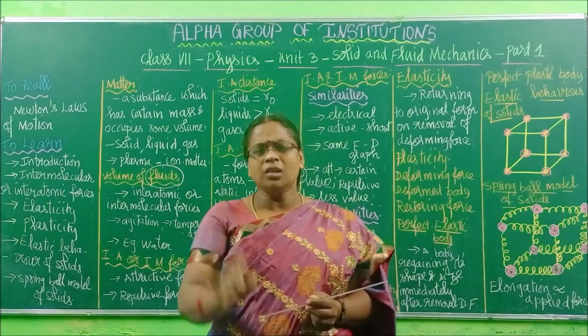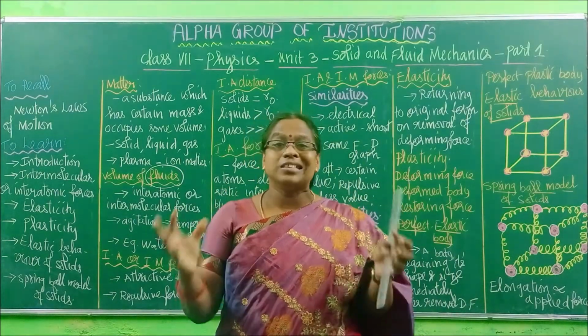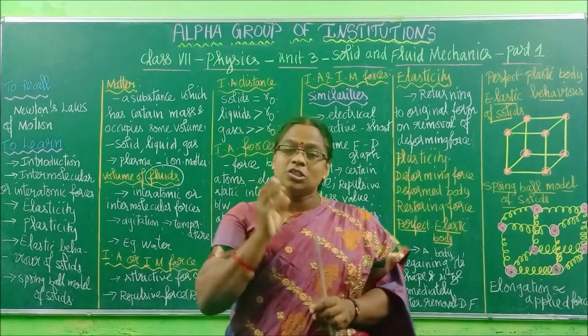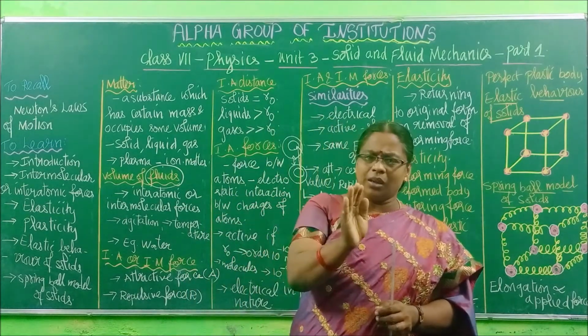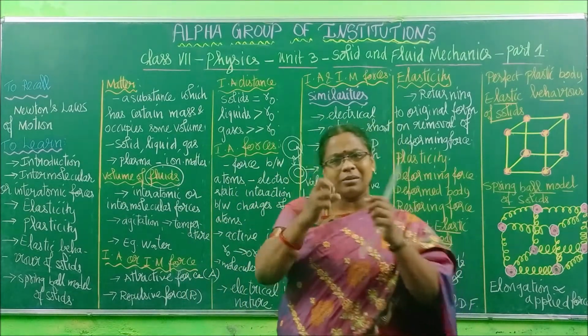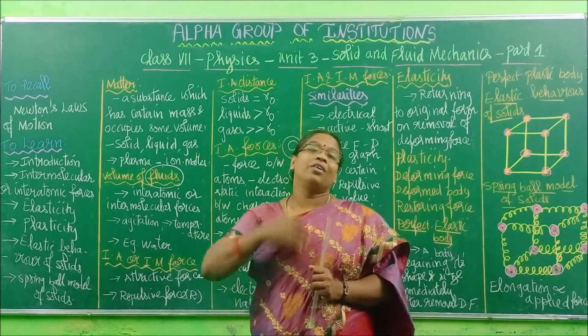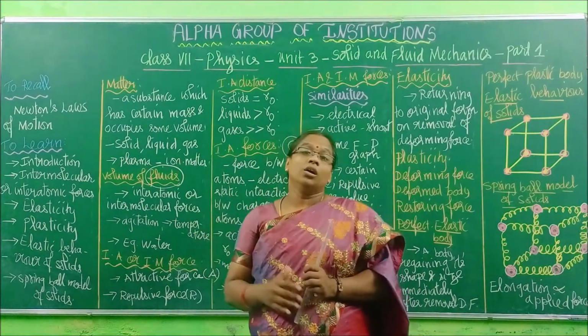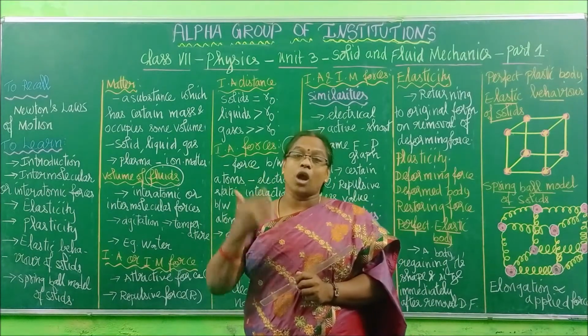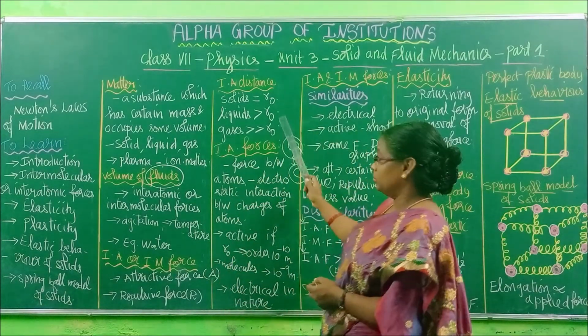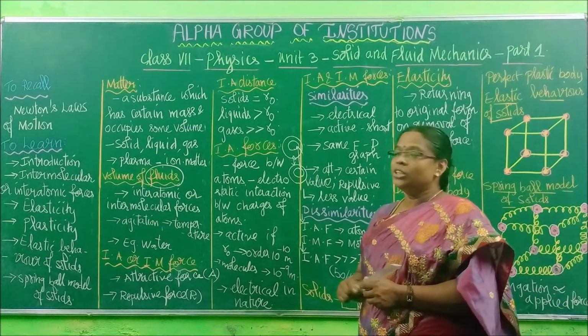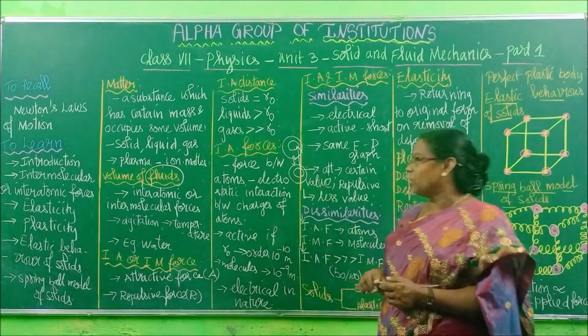Very simple, children. The distance between the atoms in solids will be smaller. They are tightly closed, right? For liquids it will be a little higher, and for gases it will be more and more when compared with solids and liquids. That is what I have written over here. This point is very important for your cylinder class.